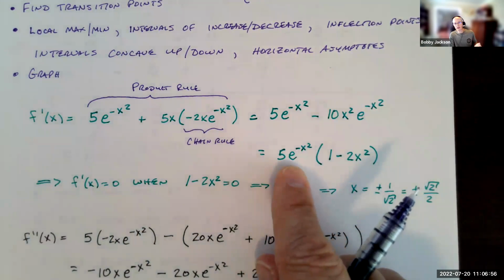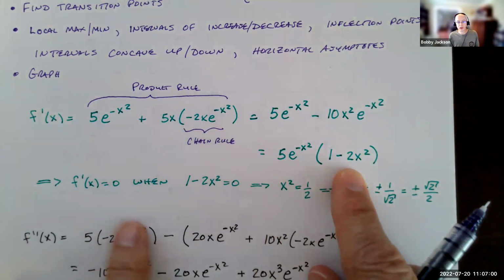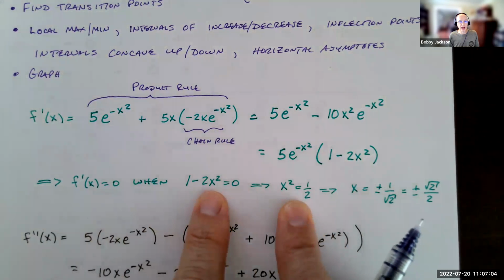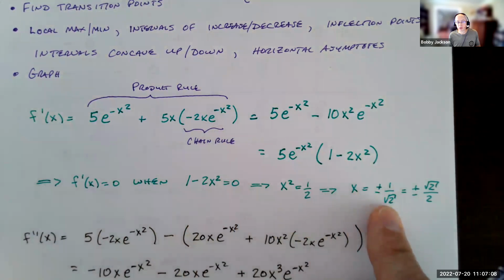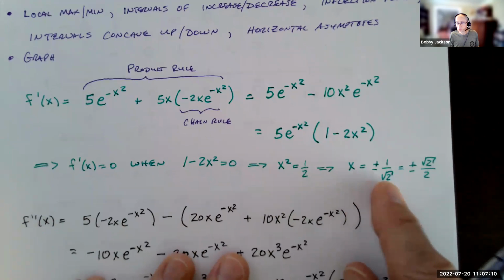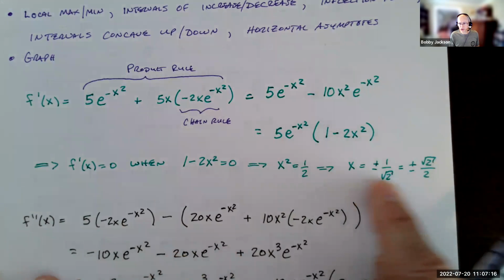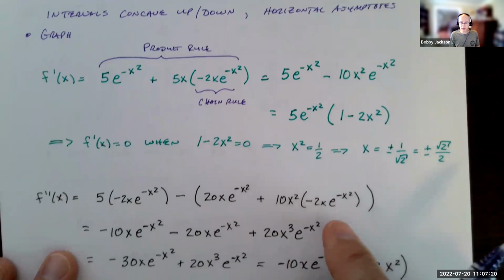Remember, e to the negative x squared is always a positive quantity, but the first derivative is 0 when 1 minus 2x squared is 0. That's going to occur when x squared is a half, or when x is either plus or minus the square root of a half, or 1 divided by the square root of 2, which we can rationalize if we want to and write it in this way.